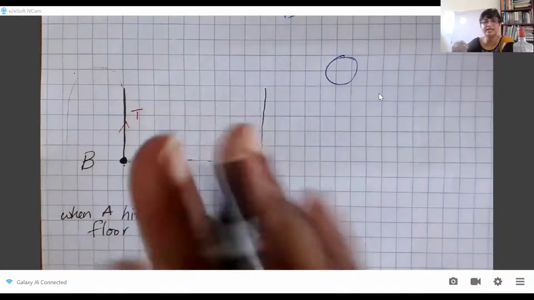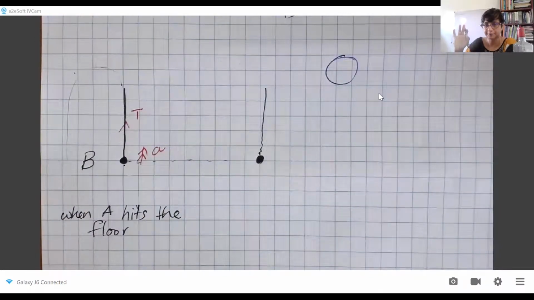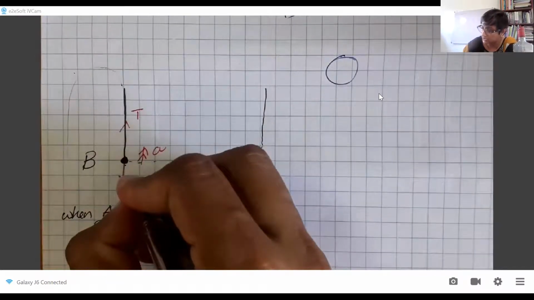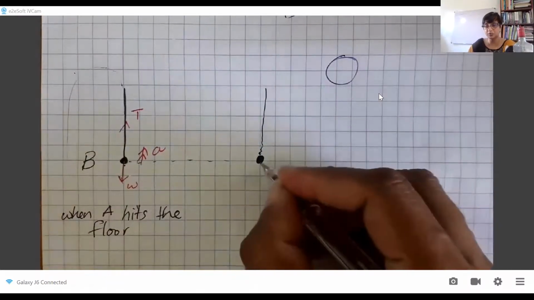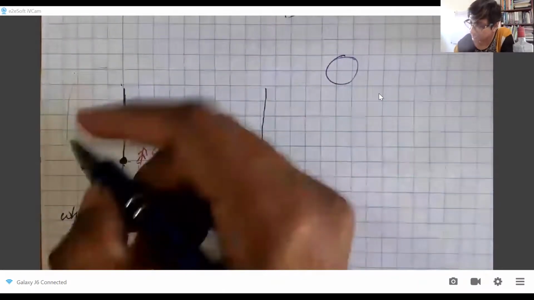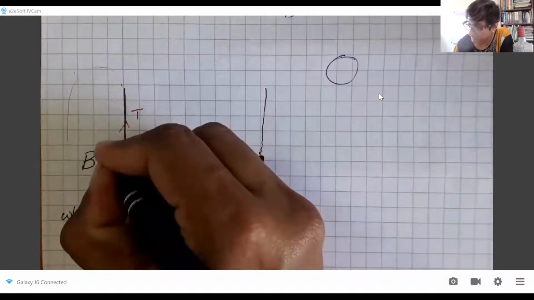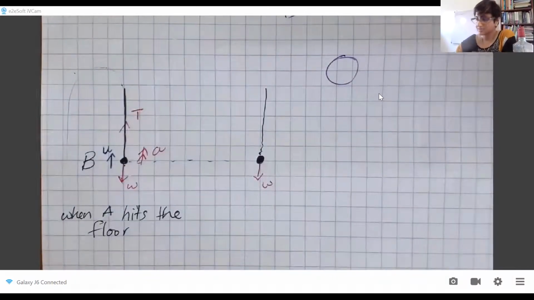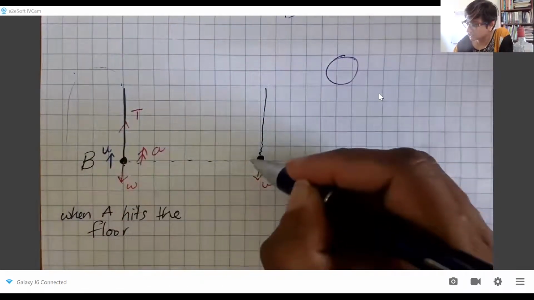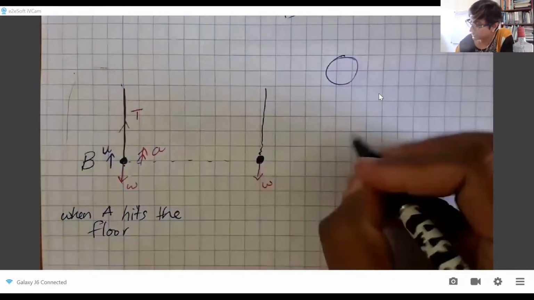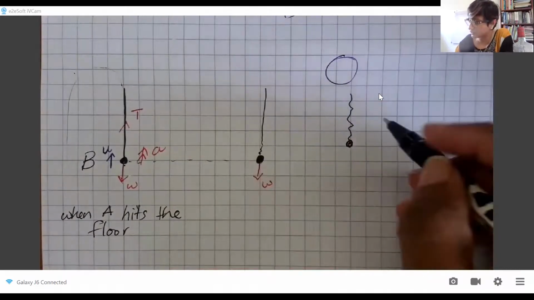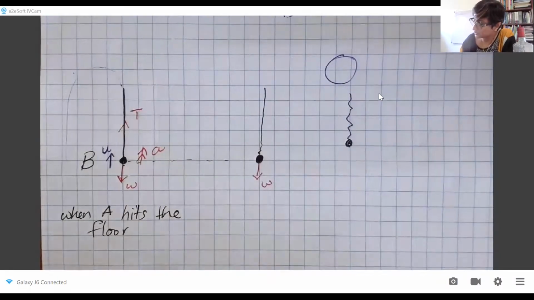Okay, so T disappears, no T. The only force now acting on B is its weight. And B had a certain velocity here, the last velocity it had here, I'll call it U. So it's like it started with the velocity U, and now it will start moving. Now this is becoming more and more slack.